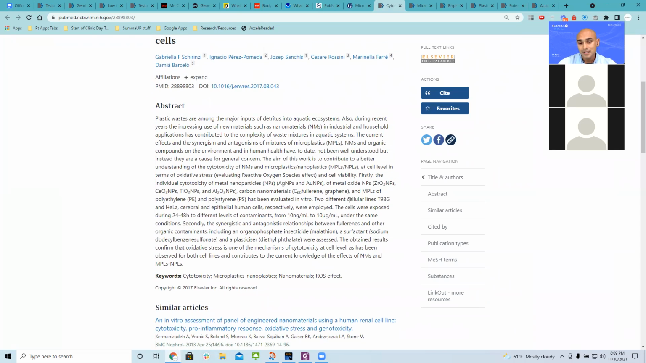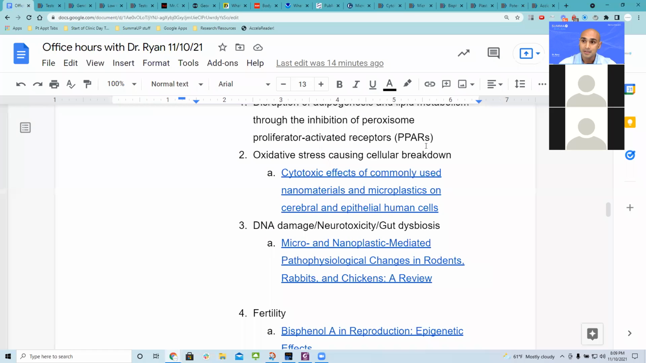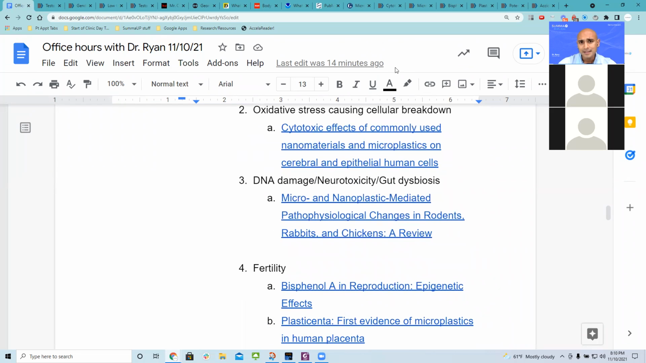What they did was they grew 2 cell lines and exposed them to polyethylene and polystyrene. Remember those being the 2 major plastics, and they found that oxidative damage is the major way in which these 2 chemicals hurt those cells. And then there has been evidence that it can cause DNA damage, neurotoxicity, and gut dysbiosis.